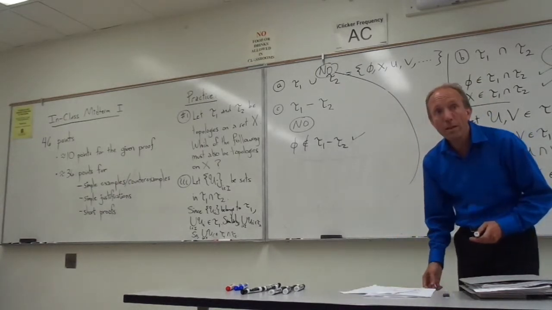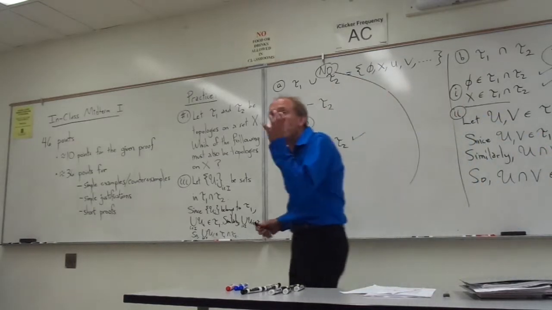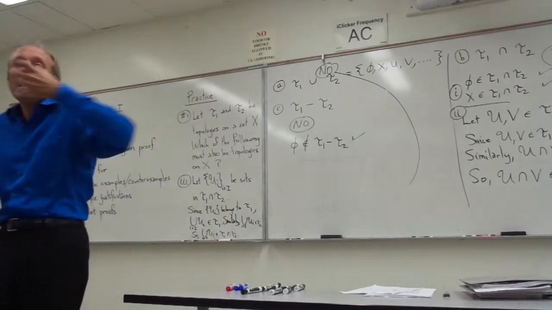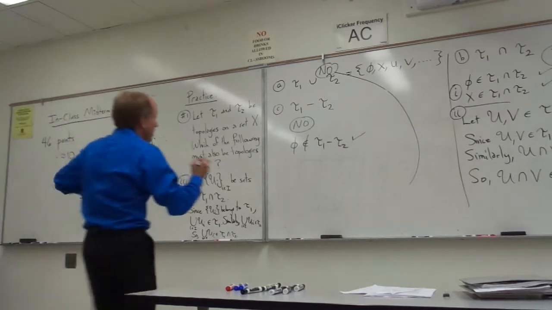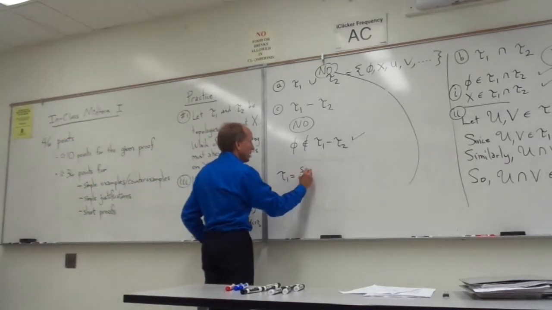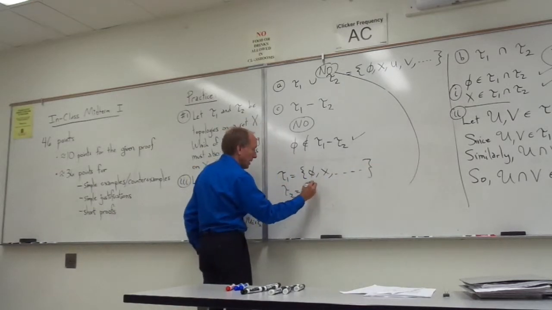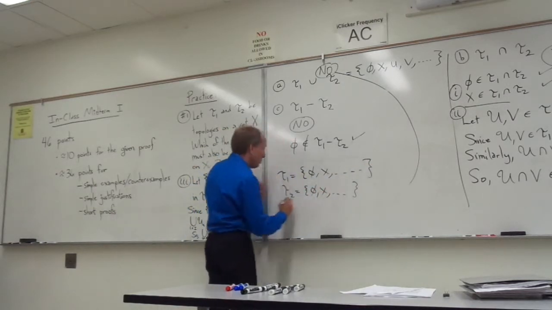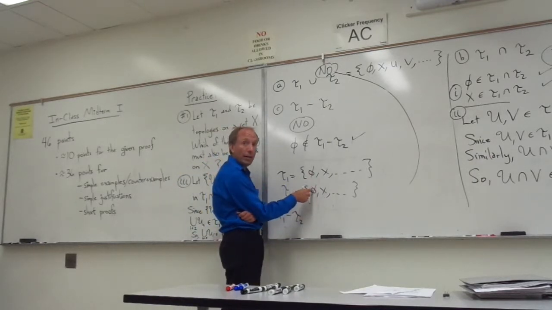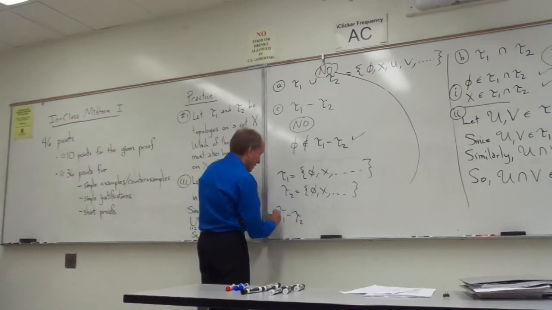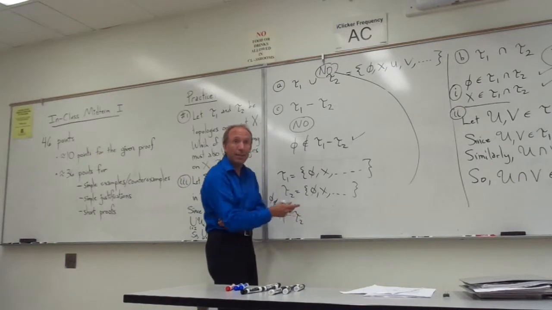Subtract the empty set from the empty set? Empty set minus the empty set. You're subtracting. You're taking the empty set out from whatever the topology is that it was a part of. So tau 1 has the empty set, x, and some stuff. Tau 2 has the empty set, x, and some stuff. And when you subtract these, you're taking these sets out, right? So the x and the empty set will not belong to that set anymore.